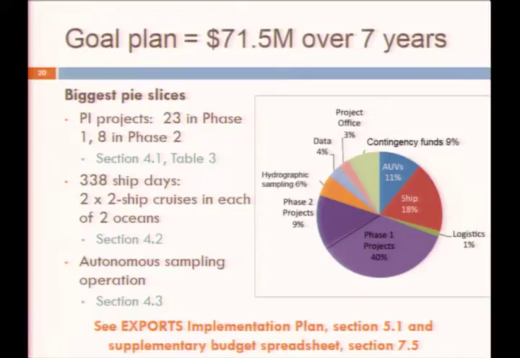The next biggest chunk is ship time. We're talking about 338 ship days to carry out two ship cruises in each of 2 oceans. And then finally, there's the autonomous sampling operation, which pretty much scales with the number of cruises. If we're trying to get persistence of sampling around each of our cruises, that autonomous fleet is going to scale with that.